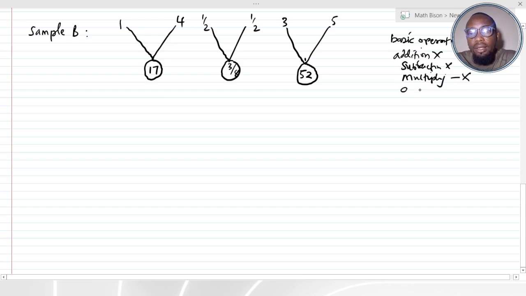Now let's check divide. To divide, we can try 17 divided by 4. That's not making sense anyway. 52 divided by 5 is not also making sense. So it looks like we are not there yet. But somehow, we need to try something else. We need to go a bit further. We need to go higher level.